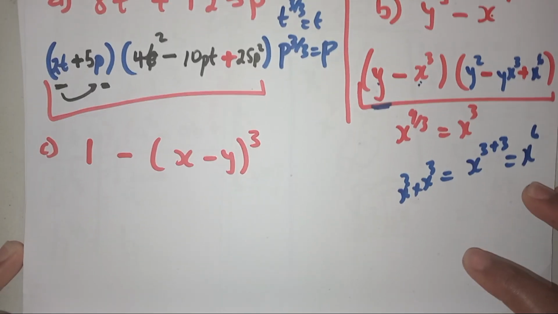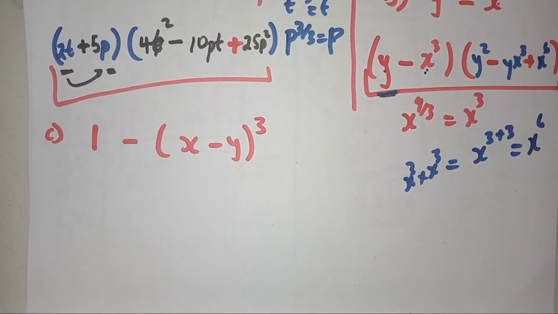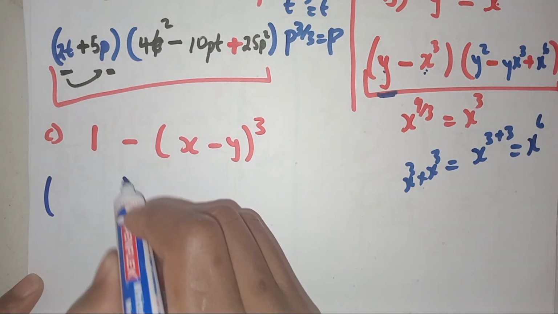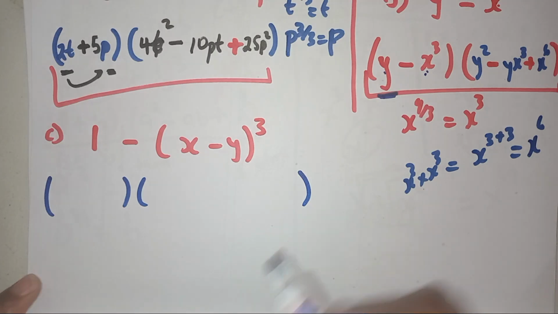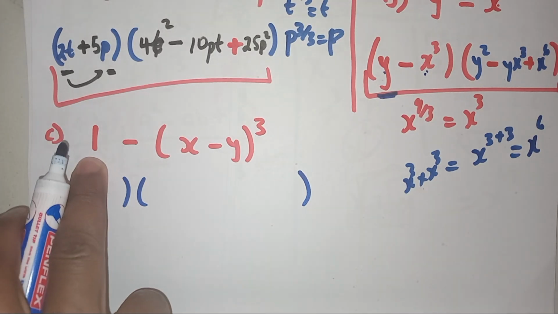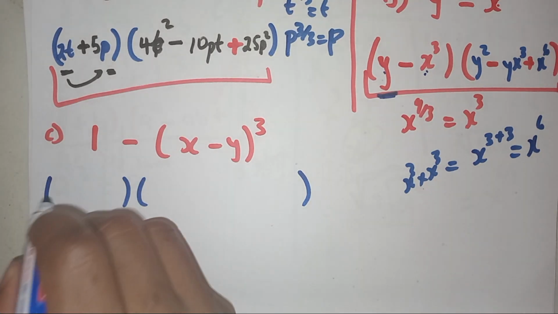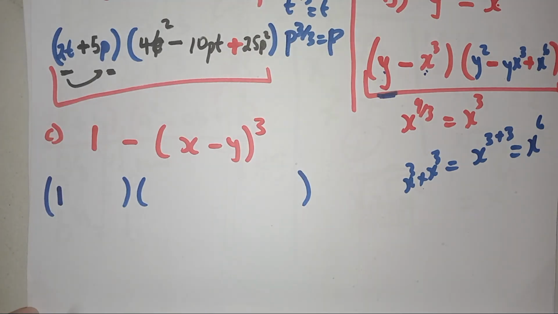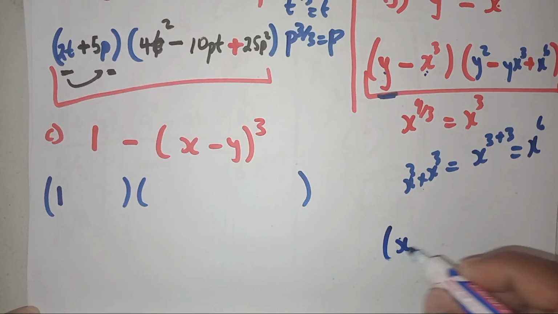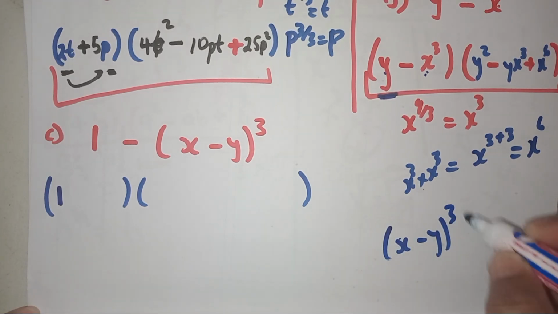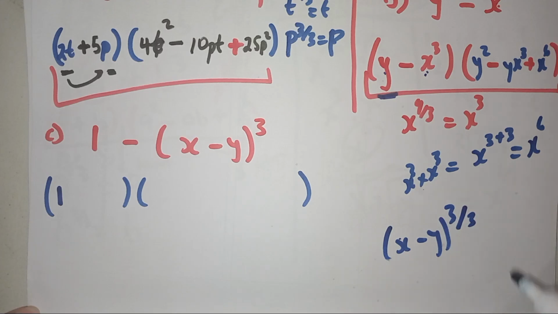Okay, so we go to this one now. We write our format. Right. So what is the cube root of 1? It's just 1. We write 1 here. And then what is the cube root for this? Remember, this x minus y exponent 3 is just one term. So we're going to divide the major exponent by 3, which gives us x minus y.